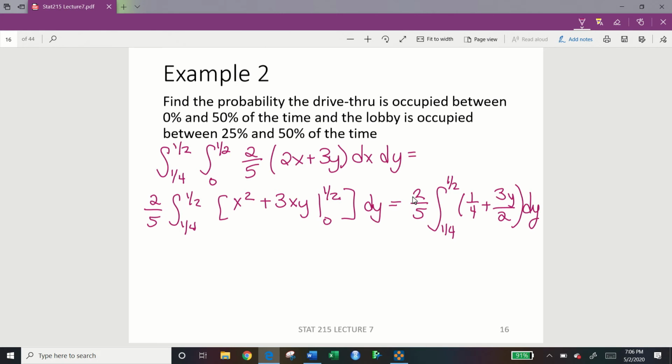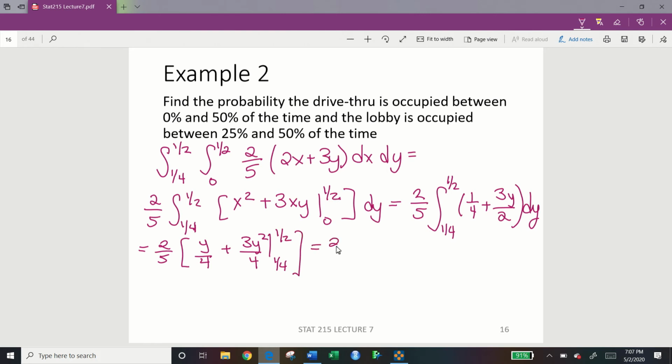Make sure to check my math, make sure I haven't made a mistake. But looking at it, looks good. Okay, next up, solving our outer integral. So 2/5 multiplied by y over 4 plus 3y squared over 4 from 1/4 to 1/2.